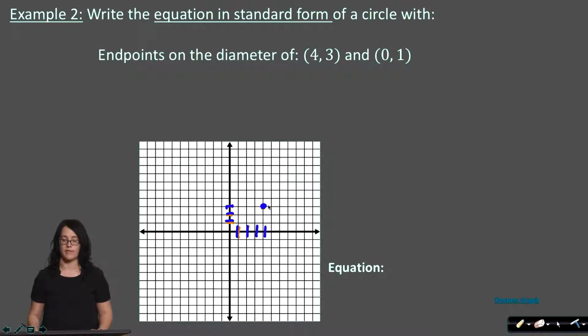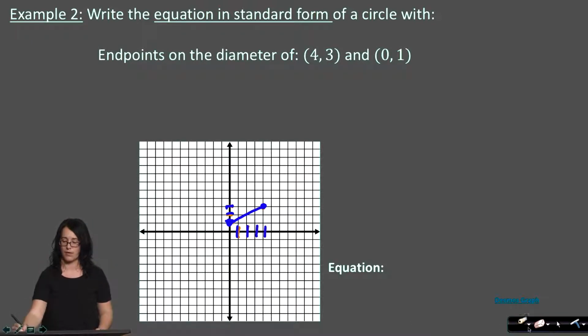So that's one of our endpoints on the diameter of the circle. Another endpoint they're giving us is (0, 1). So 0, and then up 1 unit: (0, 1). Now again, they're telling us that these are endpoints on the diameter of the circle, meaning that if we were to connect the dots with a line segment, that has a certain length, and that length would be our diameter's length.